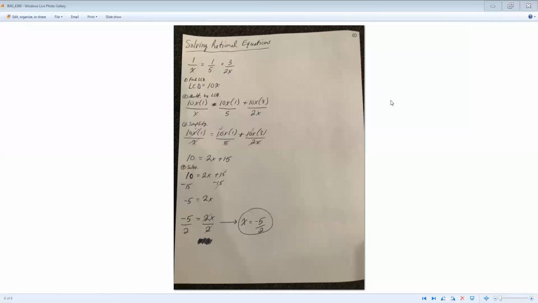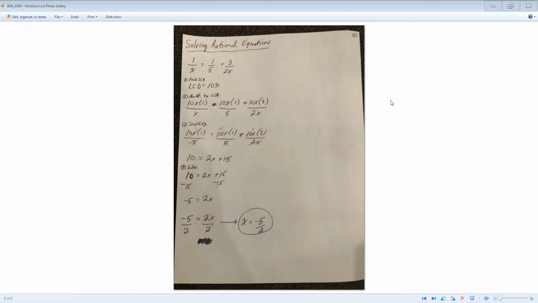All right, this video will be on rational equations. We have a few examples talking about rational equations. Our first one is 1 over x equal to 1 over 5 plus 3 over 2x. The way we will go about solving these is the same way we would if we had a linear equation that had a fraction. We would clear out the fractions.